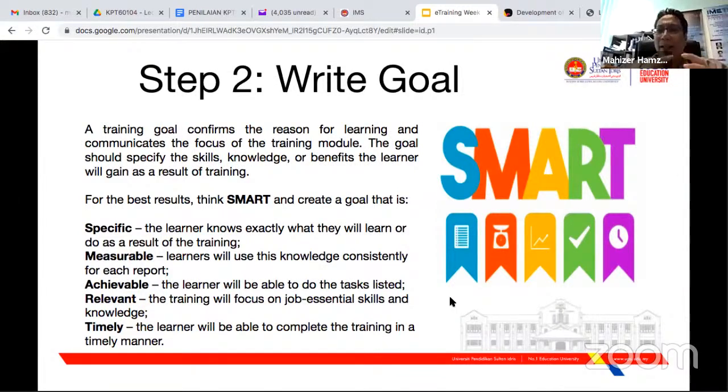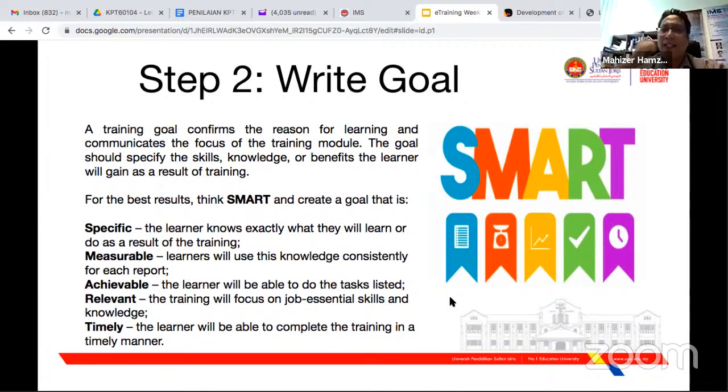So it must be specific. What is the knowledge? What are the skills that they will learn? And then measurable: something will use knowledge consistently for each report. It means something that can be measured. There must be something that we can measure, whether we achieve the goal or not. Otherwise, if you give the training and then you cannot measure, that's a waste of a lot of money. You develop the training and then you cannot measure it.